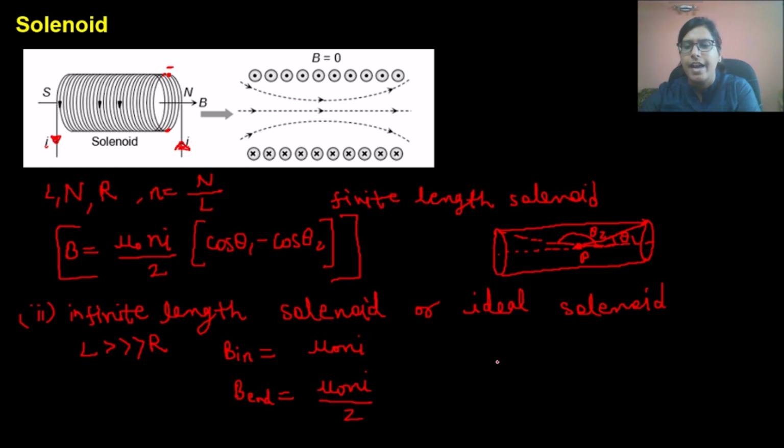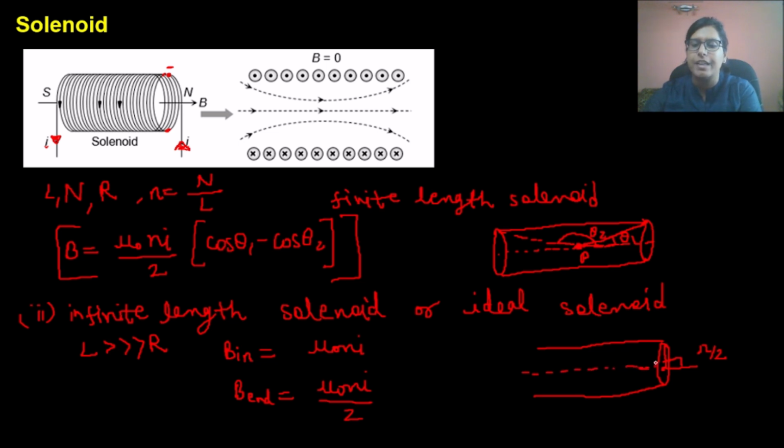From this formula, at one end, suppose we are calculating at this end, the angle with the axis is pi by 2, so theta 1 is pi by 2. Now the other end is at infinity, that means with the other end the angle will be pi. So theta 1 will be pi by 2 and theta 2 will be pi. If we put in, cos pi by 2 is 0 minus cos pi, which is minus 1. So this will be mu naught Ni by 2. So this will be the B at the end of the solenoid.